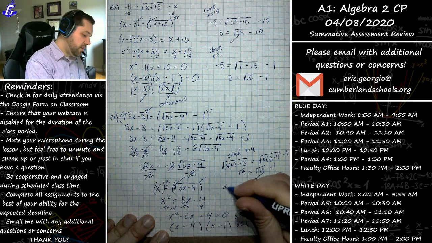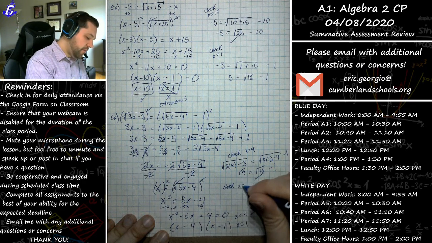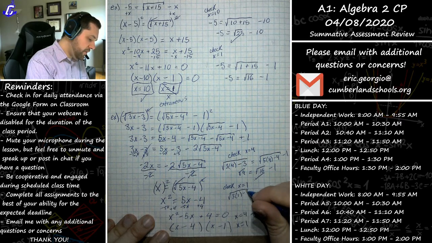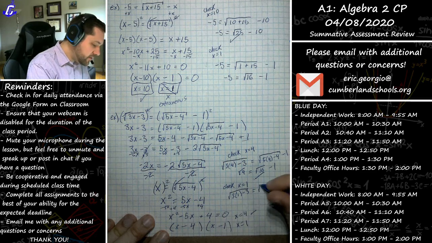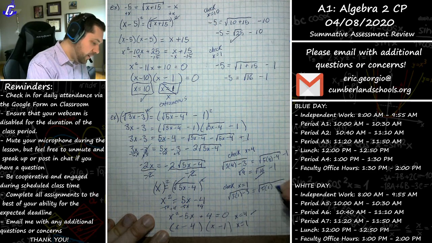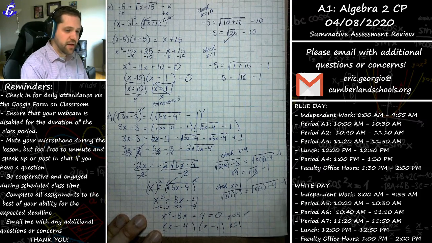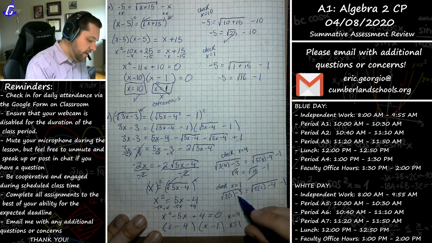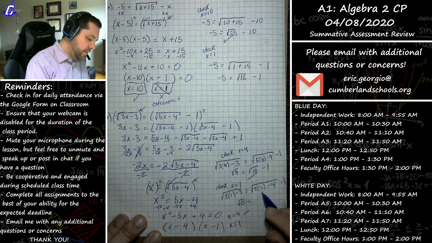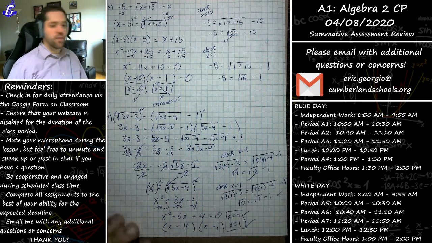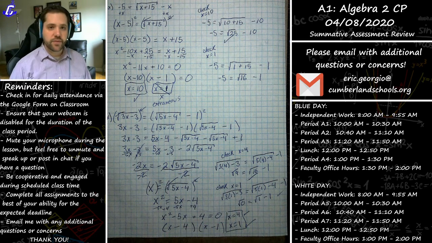And then let's just check the other one really fast. If x is equal to 1, is it true that the square root of 3 times 1 minus 3, so 0, is equal to the square root of 5 times 1 minus 4 and then minus 1? Yeah, I think it definitely is. If you take a look there, I get the square root of 0. I get the square root of 1 minus 1, which is also 0. So this problem does have two solutions, one of x equals 4 and one of x equals 1.